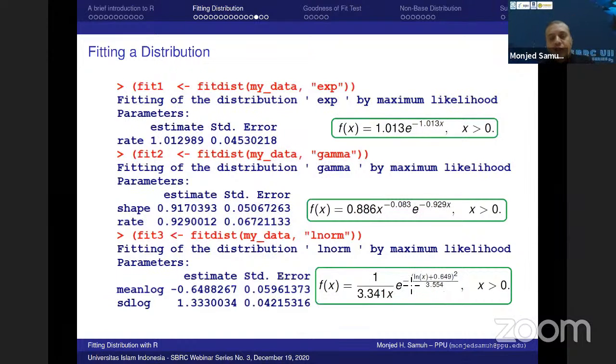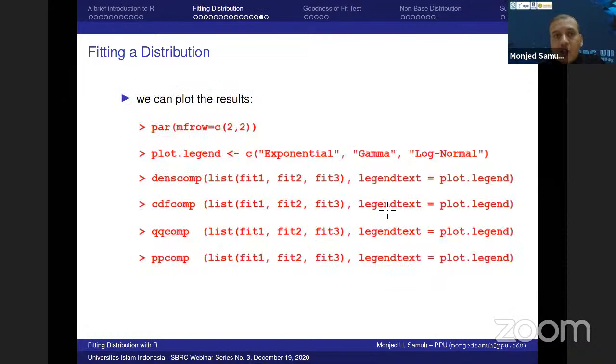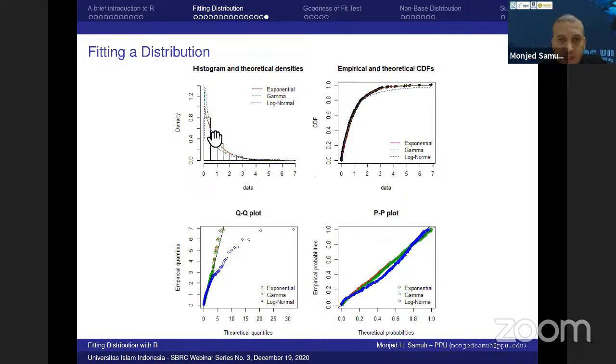What is the most suitable one? According to the Cullen and Frey graph, it is the gamma distribution. But we need a test or a criterion to say that the gamma distribution is the most suitable one. Here I plot the empirical density with the three proposals of theoretical distributions. Let us look at the CDF or the QQ plot.